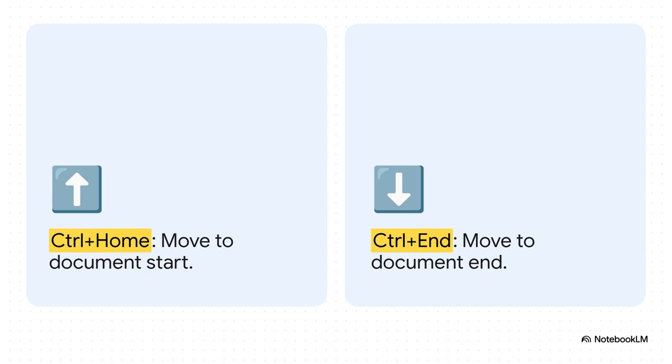If you work with massive reports or super long documents, you have got to stop endlessly scrolling. Contrast these two commands as your ultimate navigation tools. Control plus Home snaps your view instantly to the very start of the document. Meanwhile, Control plus End shoots you straight to the very bottom. It is literally the fastest way to instantly jump around huge files.